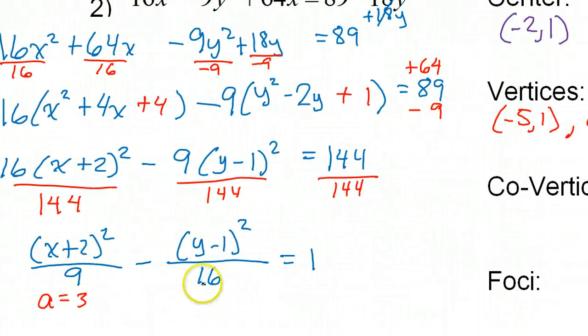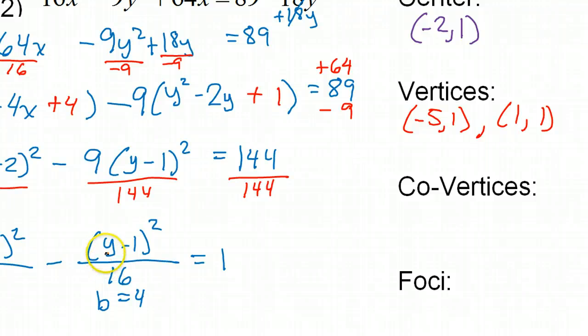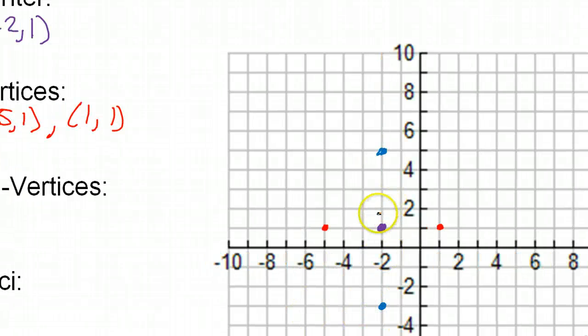The co-vertices are going to come from the other number, the one that was not positive. So we'll call that B. So B is 4. So notice this with the y values, which means I'll go up and down with it. So I'm going to go up 4 and down 4, like this. Alright, so those are my co-vertices. That's -2, 5, and -2, -3.